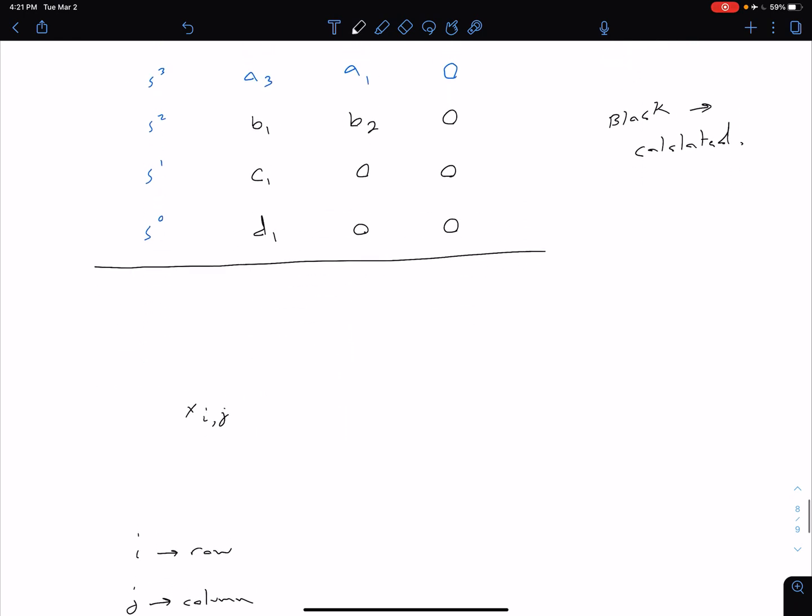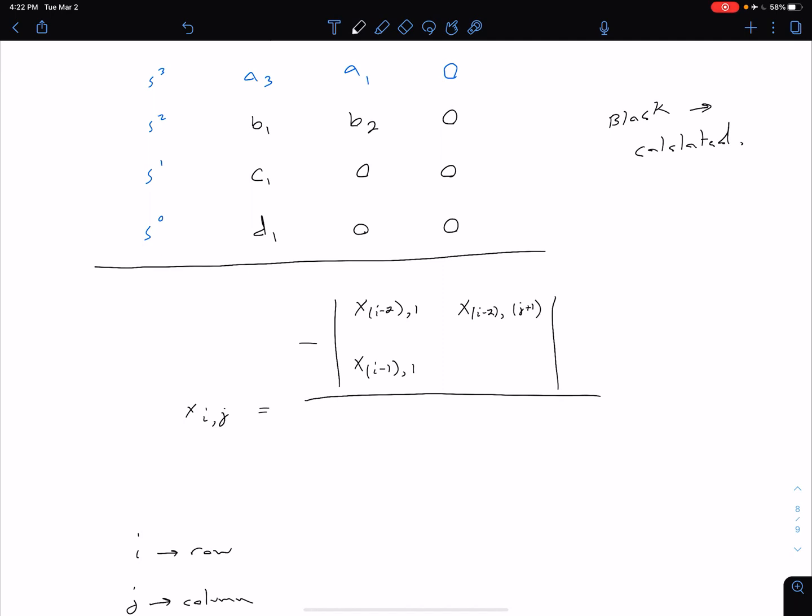Okay, so our general equation is x of ij is equal to, and in the numerator, we're going to have the determinant of a 2 by 2 matrix. It's going to be the negative of that determinant. I'll write these terms, and then it's going to be clearer to go up to the table and look at some examples. So we have x with i minus 2 for our i index and 1 for our j index, x with i minus 1 for our i index and 1 for our j index. Then for our second column in this matrix, we have i minus 2 and j plus 1, and here we have i minus 1 and j plus 1. And then in the denominator, we're dividing the determinant of this matrix by x of i minus 1, 1.